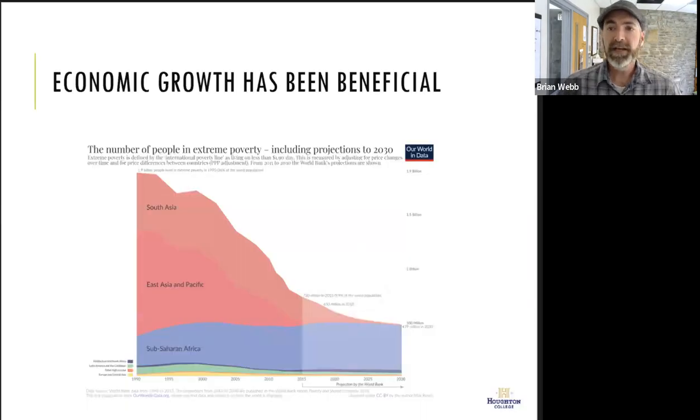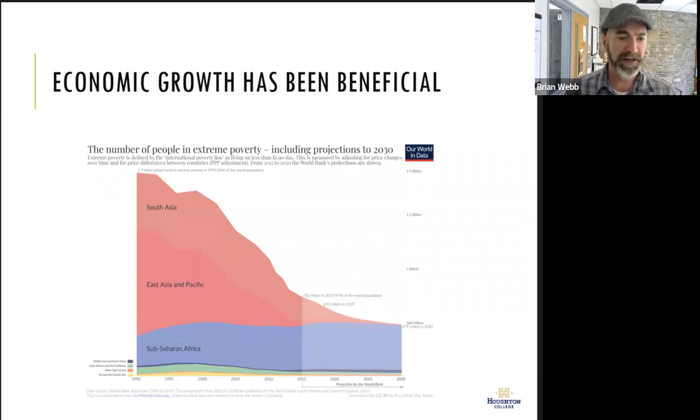First, it's worth saying at the beginning that economic growth has been really beneficial for human society. Maybe this is a duh moment, an obvious thing to say, but economic growth has benefited human society in tremendous ways. I'm not going to spend a lot of time on this, but very briefly, economic growth has helped bring tremendous numbers of people out of extreme poverty around the world.